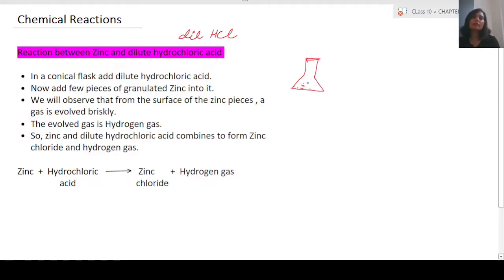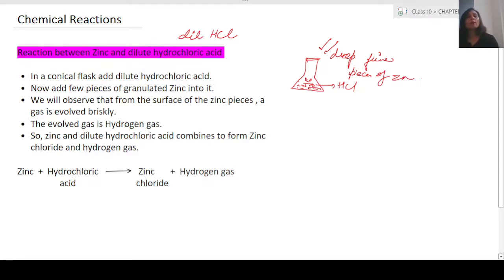Inside the conical glass we take a little bit of hydrochloric acid, that is HCl, and we drop a few shavings or very fine pieces of zinc. Now as soon as we drop the very fine pieces of zinc, you will observe some bubbles coming out and a hissing sound. This proves that there is some gas which is getting formed.